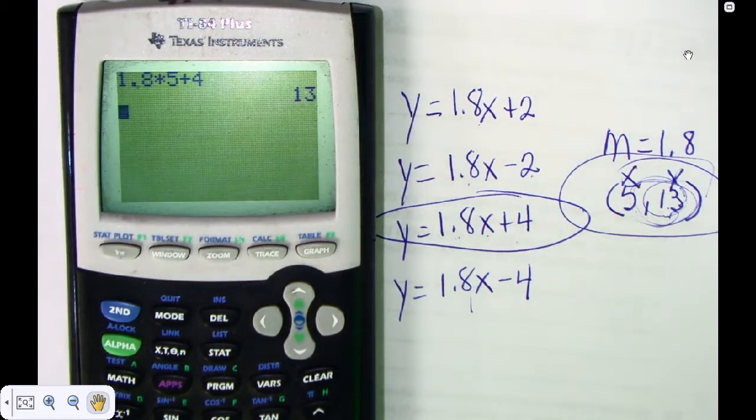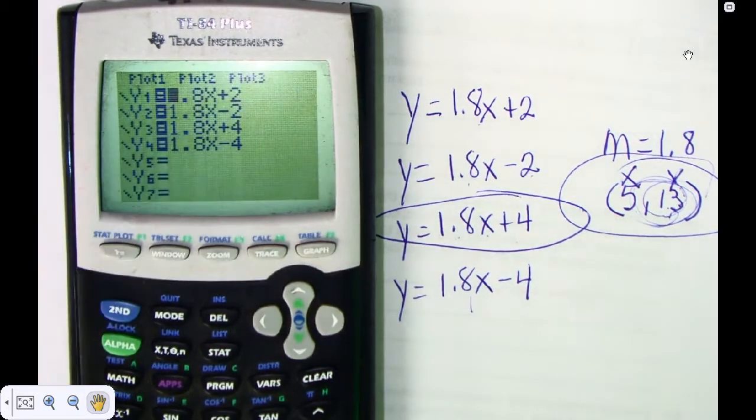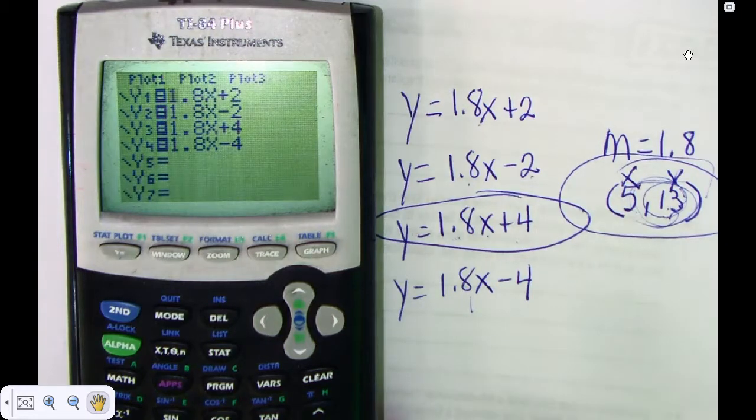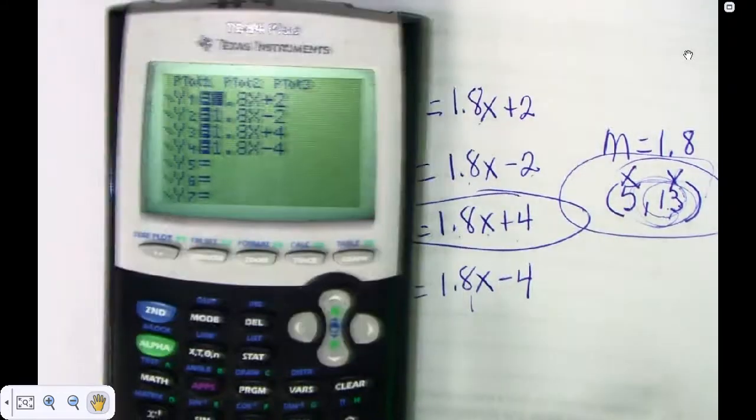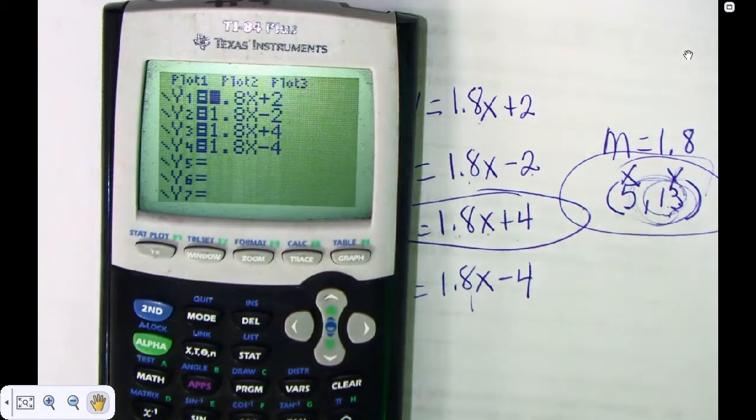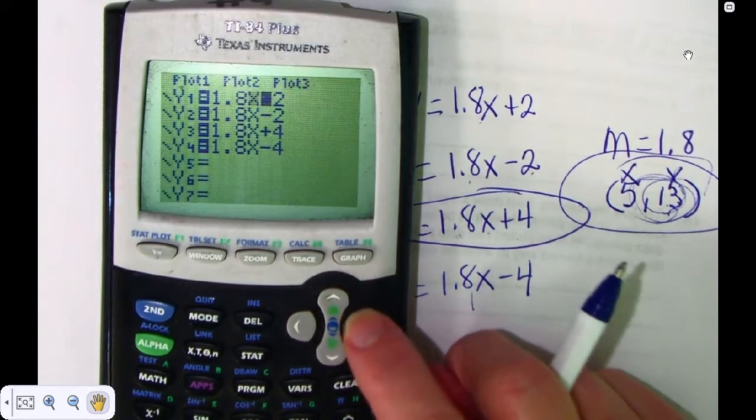Okay, let's do one more. Go to Y equals. Top left corner. Everybody sees that screen right there? Okay, now what I'm going to do to make it easier, we're just going to change our y-intercept.